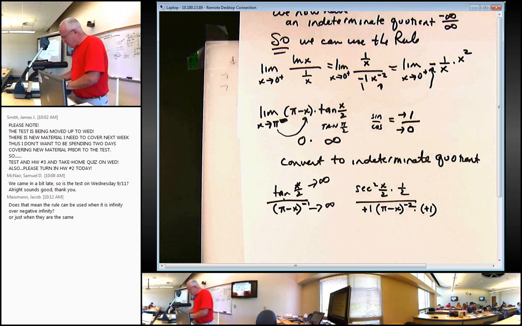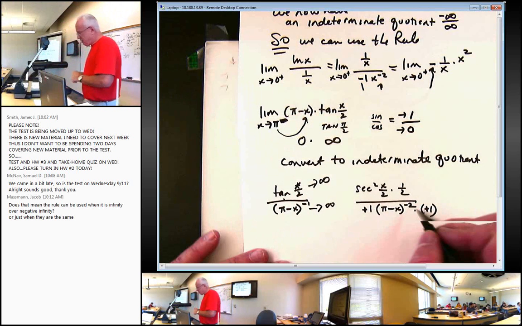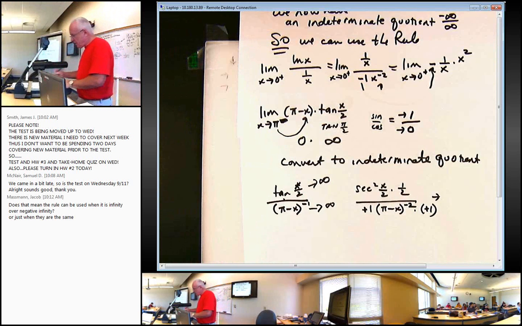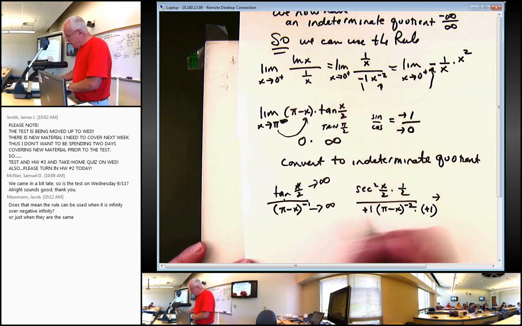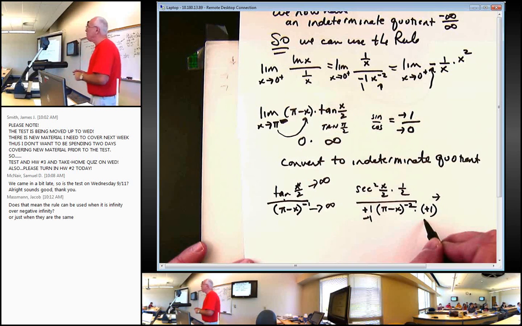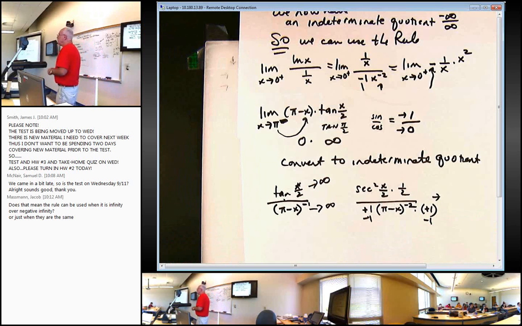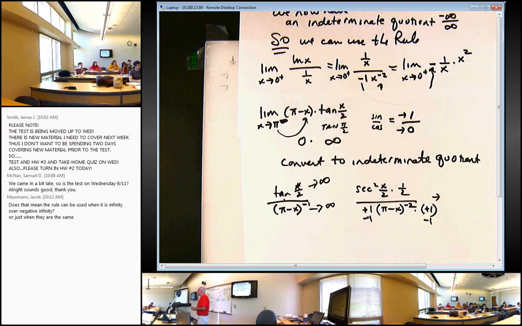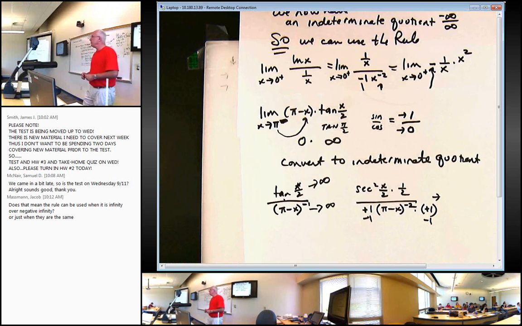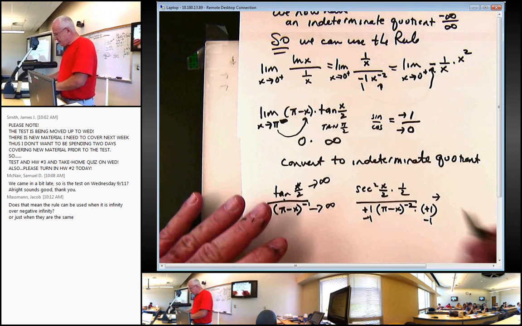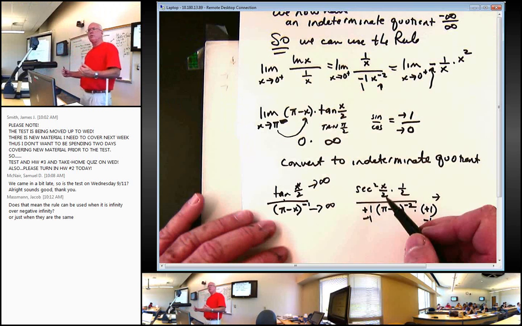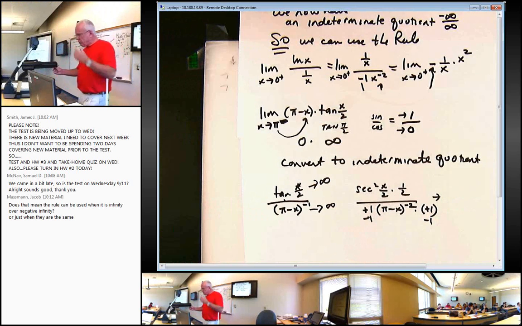Let's see. What would this come out to be? I brought down the negative 1, and then I have a negative 1 from the chain rule, right? Because 2 negatives multiplied together gives you a positive. So I just changed the 2 negatives to a positive. That's all I did. Now the secant is 1 over the cosine. So we've still got a problem.